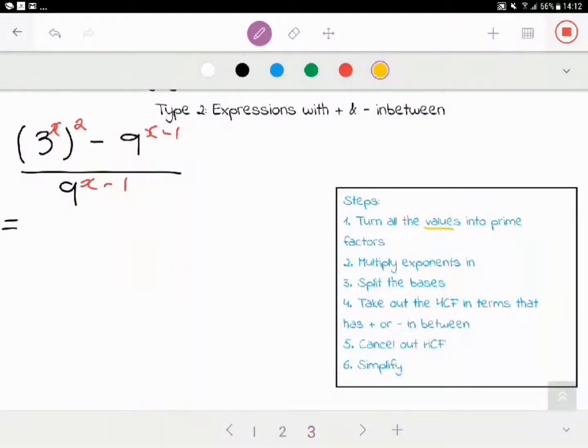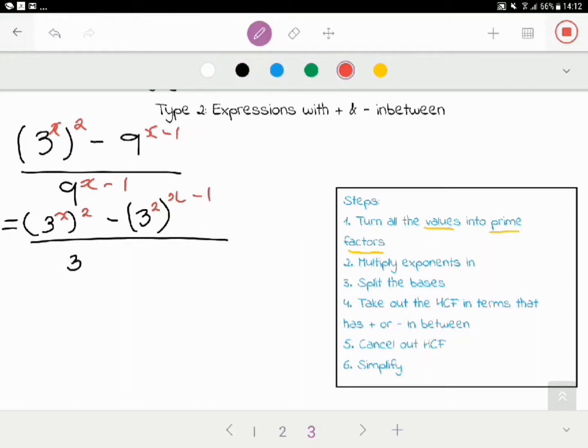So let's look at the second type. Now we have expressions with addition and subtraction in between. So our first step would be to turn all the values into their prime factors. The first one, the 3 to the power of x to the power of 2, is already in its prime factors. 9's prime factors is 3 to the power of 2. So we plug that into the position of 9. And then at the bottom we'll do the same. It becomes 3 to the power of 2 in brackets to the power of x minus 1.